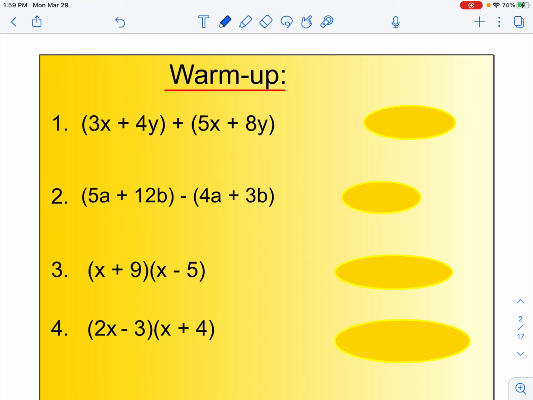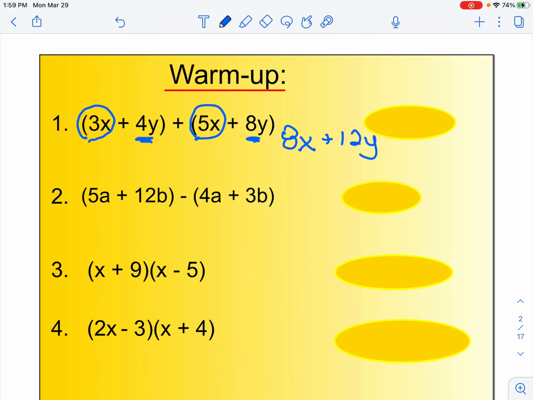Okay, the difference between adding is we can only add and subtract like terms. So the 3x can be added with the 5x to get 8x. And then we have 4y and 8y together, and that would give us 12y. So we can only add and subtract like terms.